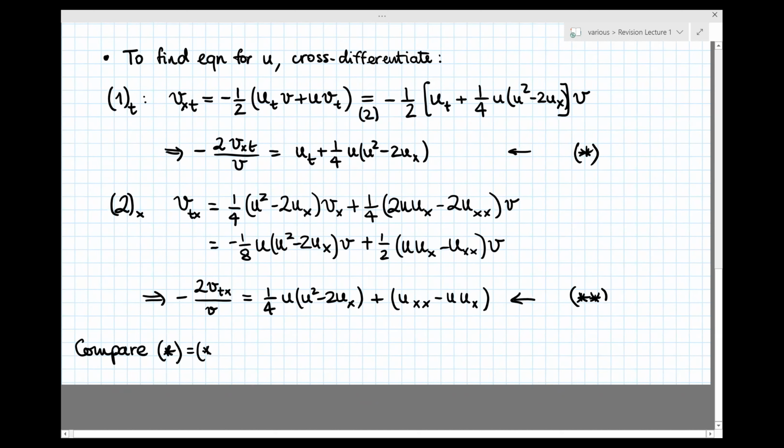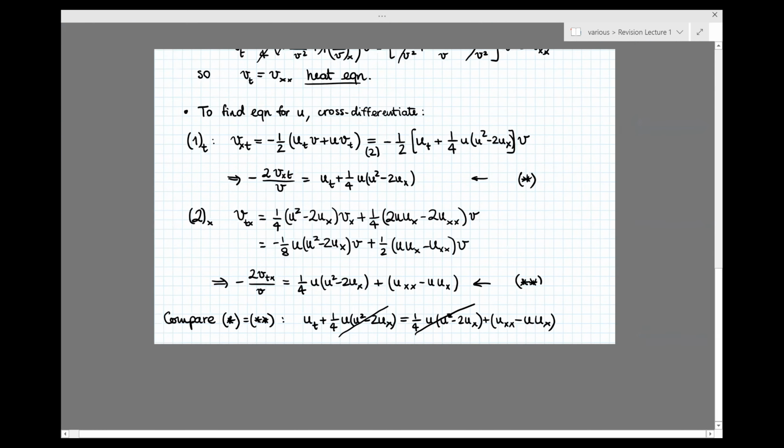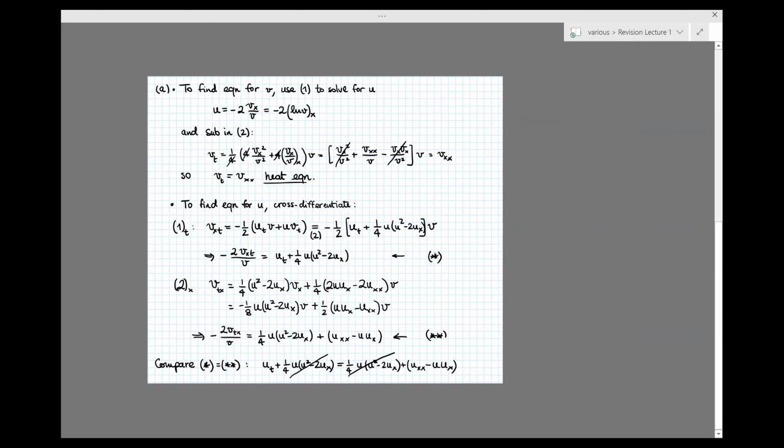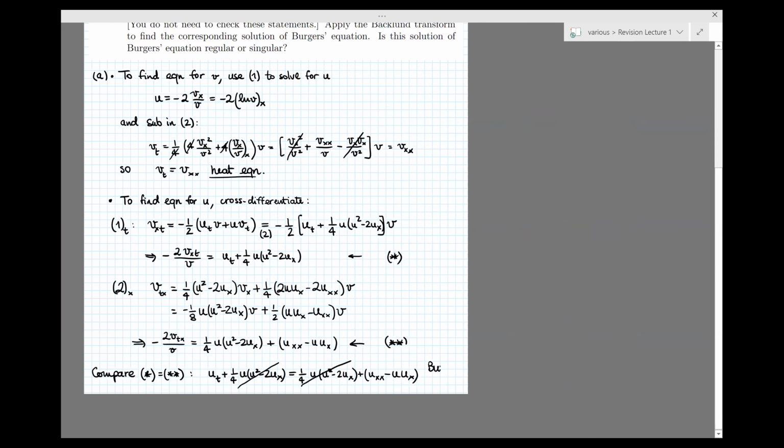So star is equal to double star. And so the right-hand sides have to be the same, and I get ut plus 1/4 u squared minus 2ux must be equal to 1/4 u squared minus 2ux plus uxx minus ux. So now I can simplify the terms which involve 1/4 u times the bracket, and what we're left with is an equation for u, which hopefully is precisely Burgers' equation.